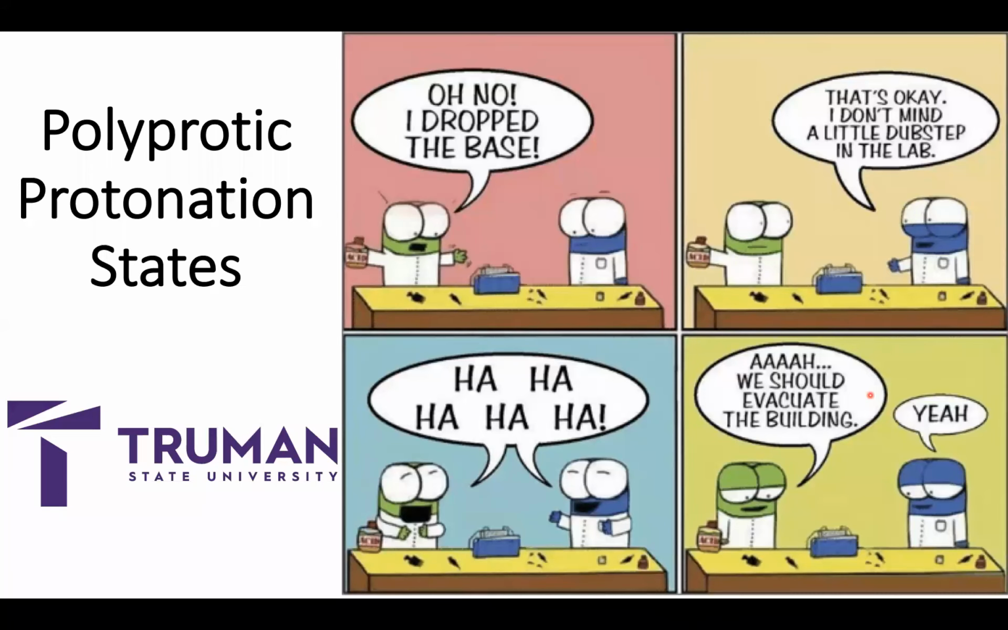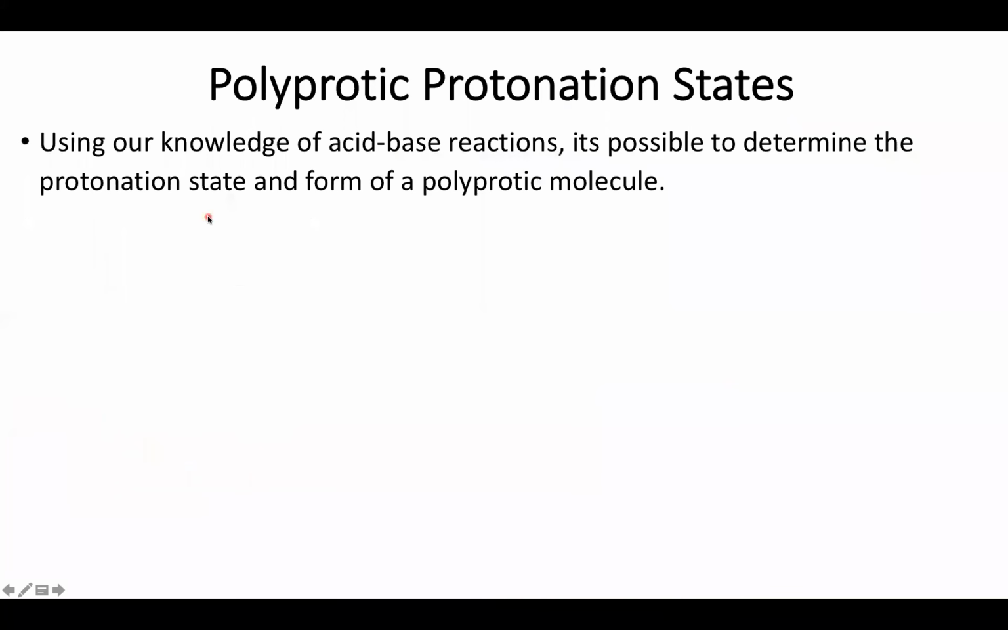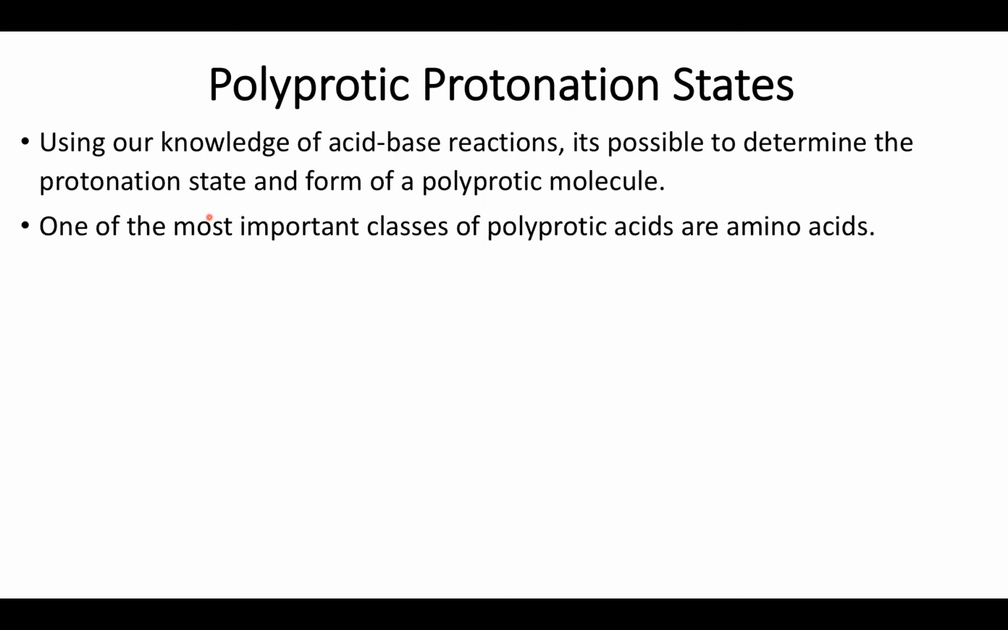So today we're going to be talking about polyprotic systems and trying to figure out exactly what protonation state they might exist in. This may seem a little esoteric, but it ends up controlling a lot of our day-to-day lives. Polyprotic systems end up being present all over the place. This can include things like phosphoric acid and sulfuric acid, but it also ends up encompassing most of life. One of the more important polyprotic acids is amino acids.